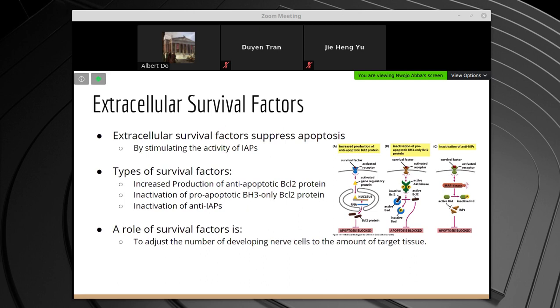A role of survival factors is to adjust the number of developing nerve cells to the amount of target tissue. In this example, more nerve cells are produced than can be supported by the limited amount of survival factors released by the target cells. Therefore, some cells receive an insufficient amount of survival factors to avoid apoptosis. This strategy of overproduction followed by culling ensures that all target cells are contacted by nerve cells and that the extra nerve cells are automatically eliminated.